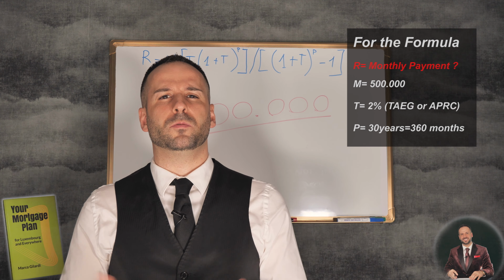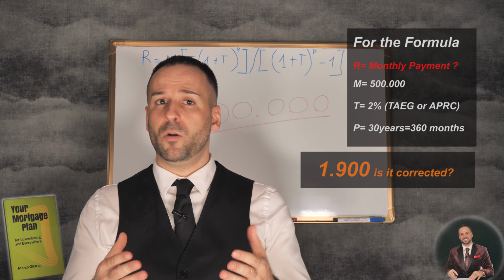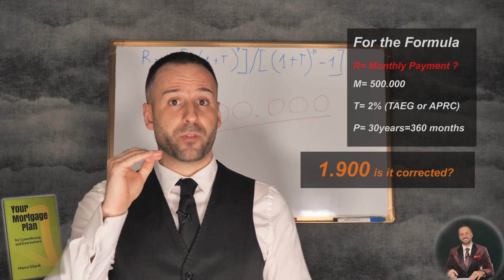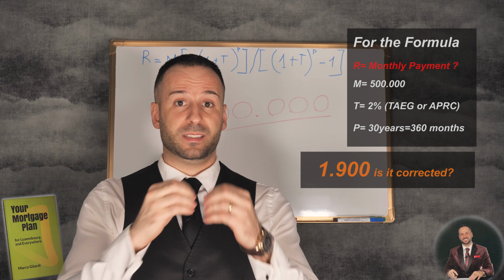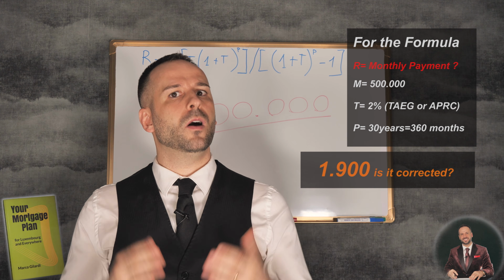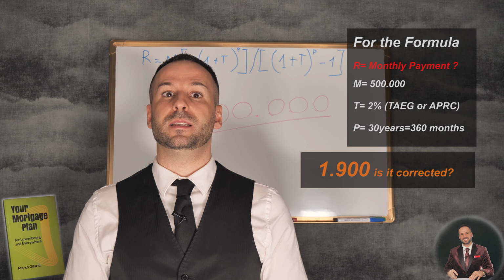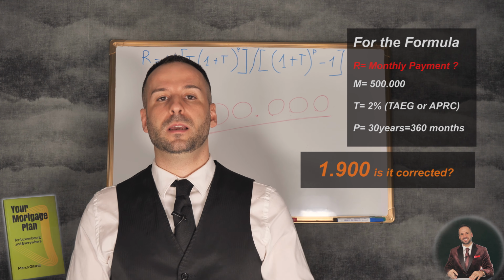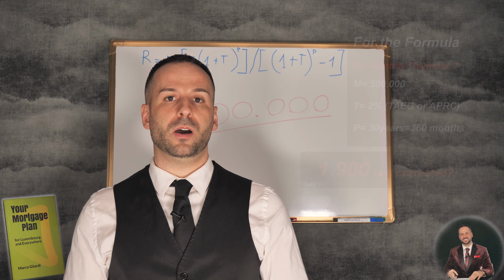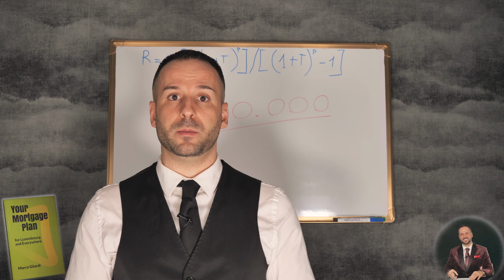But is 1,100 correct or not? How can we verify if this is really exact or not? If it's the right value you should pay or not? So, is this interest rate really 2% or something else? Let's face it, with this calculation we are going to do now. But first, I have to explain some things about the mortgage.